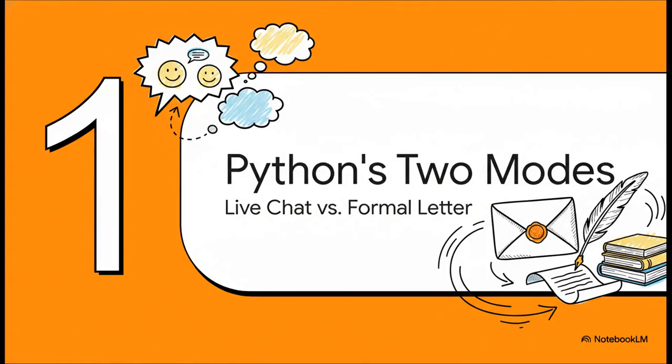When you want to talk to Python, you've got two main ways to do it. The easiest way to think about them is this. It's like having a live, back-and-forth chat versus writing a formal, thought-out letter. Both are super useful, but for totally different things.